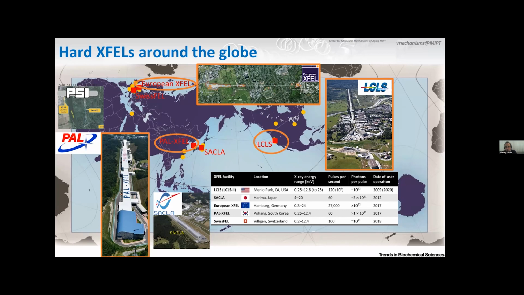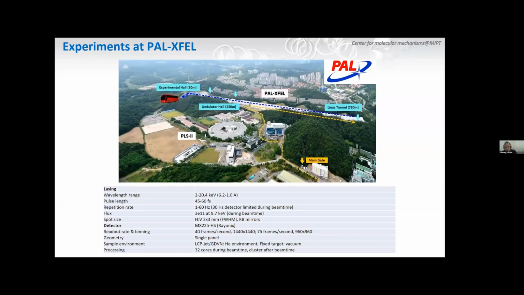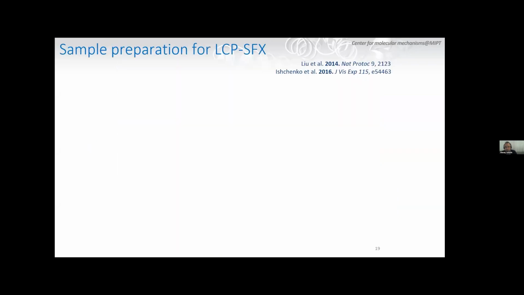But in a couple of years, in Shanghai, there will be the most powerful free electron laser, called the SHINE facility, and a couple of months ago we visited the construction site there. X-ray free electron lasers are huge mega science facilities, and they help structural biologists a lot in different projects with challenging targets.